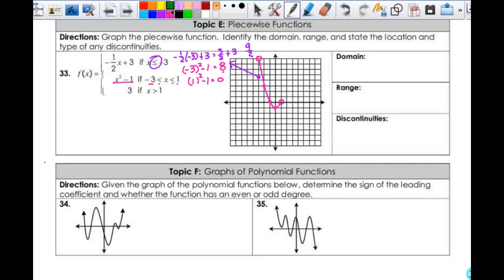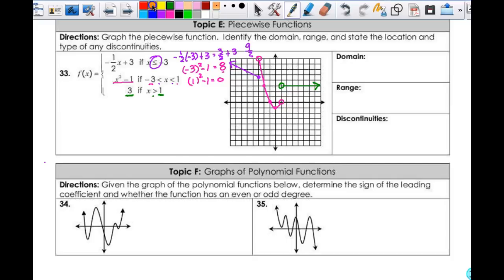Then I have this, which is a horizontal line. So y equals 3 when x is greater than 1. So this is also an open circle. When x is 1, y is 3, and it's an open circle. When x is 2, y is 3. When x is 4, y is 3. It's a horizontal line. That's what my pieces look like.